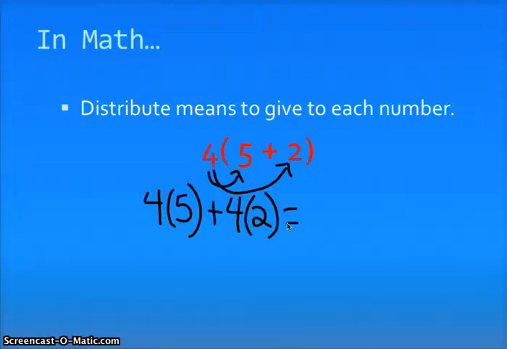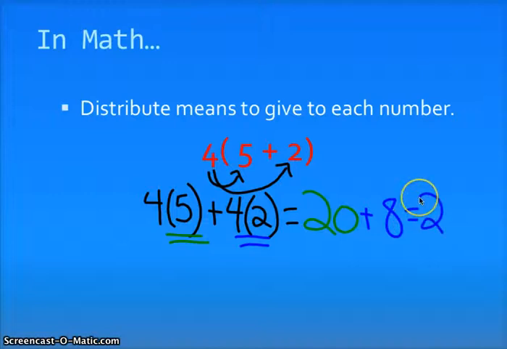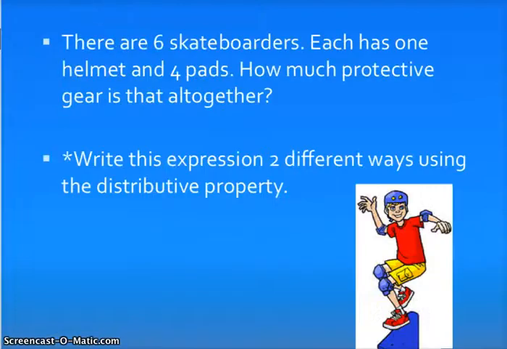This will equal 4 times 5. That will equal 20. And our 4 times 2 will equal 8. So for the total, 28. That is one way that we can use the distributive property.